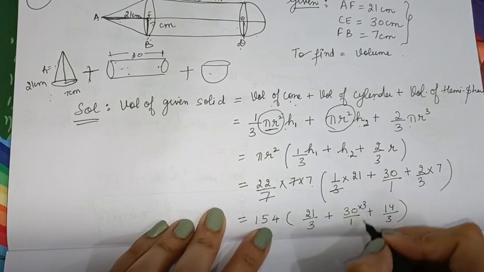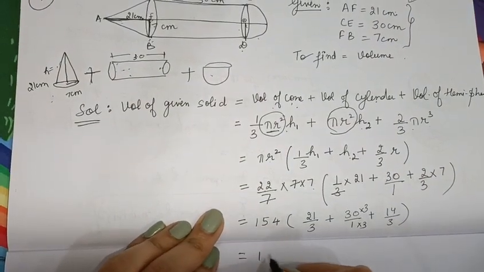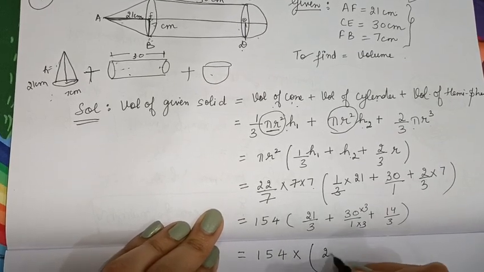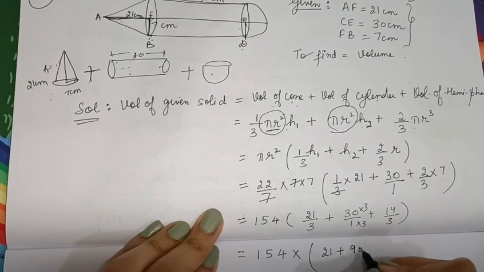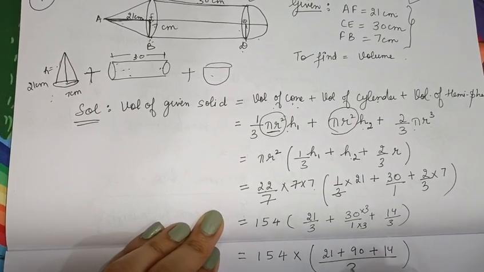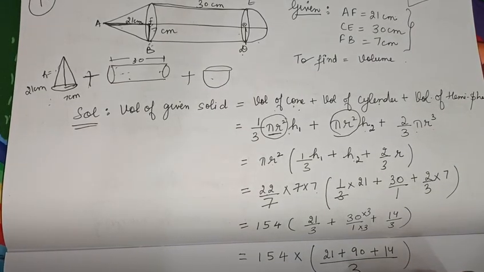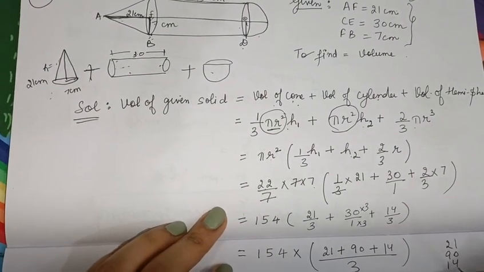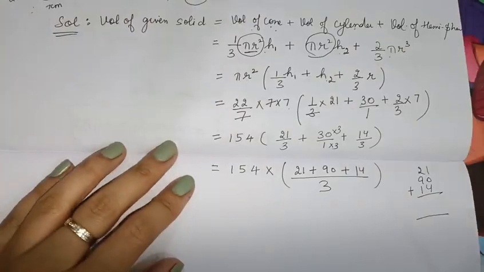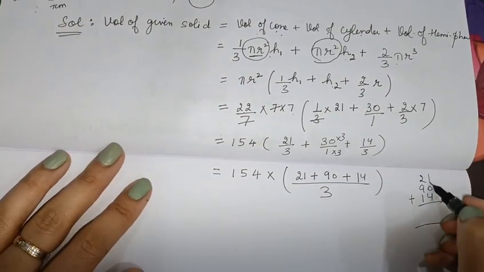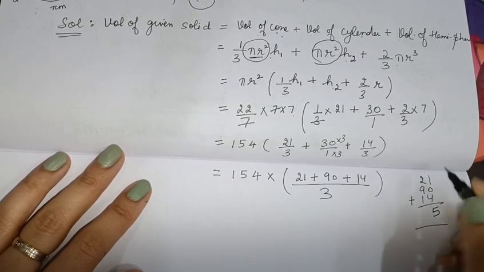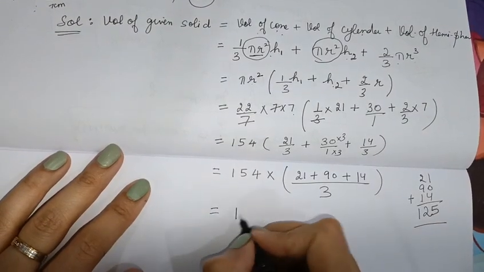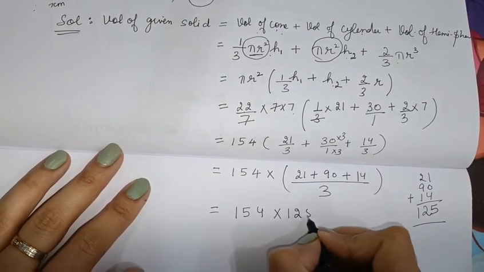So what we have to do, we have to take LCM here. LCM is equals to 3. So 154 into 21 plus 3 into 30, 90, plus 14 by 3. So we'll add this: 21 plus 90 plus 14. Do each and every calculation very carefully. So 1 plus 0 plus 4 is 5. 9 plus 1, 10, 11, 12. 125. This is equals to 154 into 125 by 3.